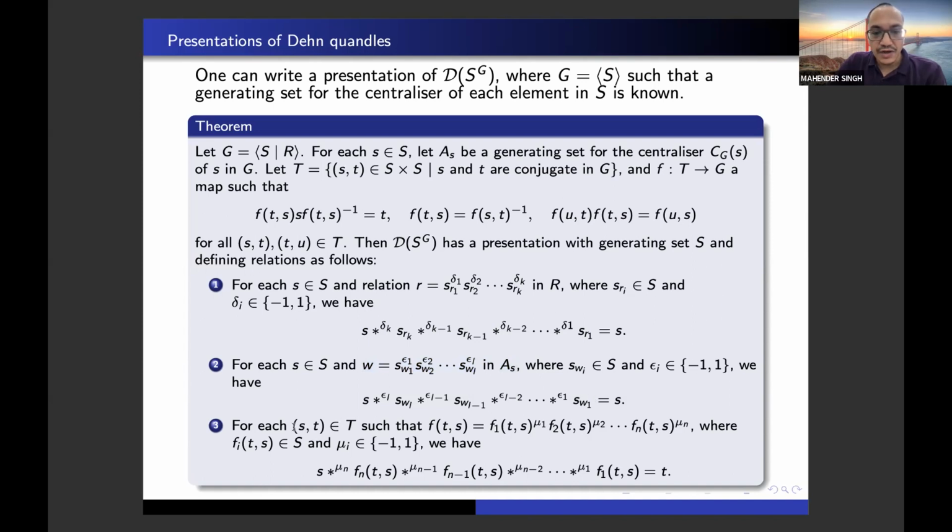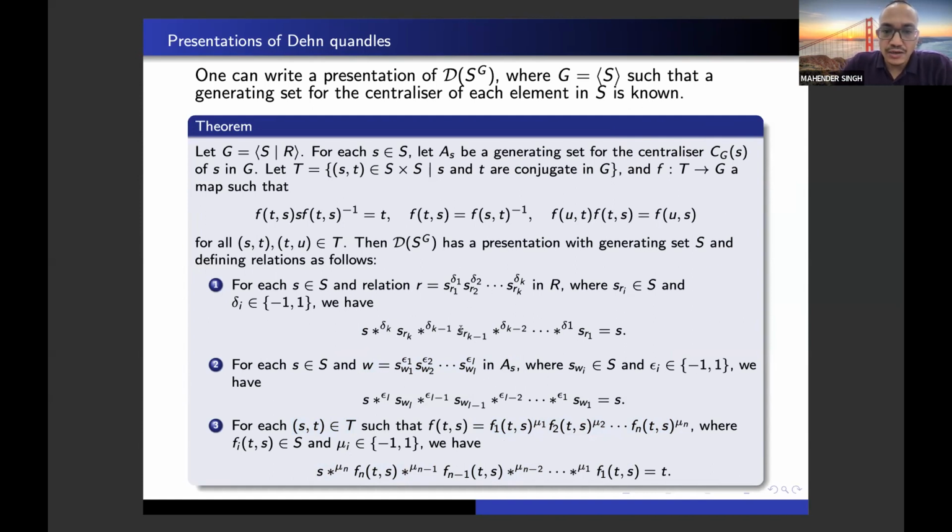And the third one is that, given a pair S, T in the set of conjugating generators, let f(T,S) be the group element which conjugates. So I write it in this form, where f(T,S) is an element of my generating set. Then we have this relation, which is just conjugation that I have rewritten in the quandle form.